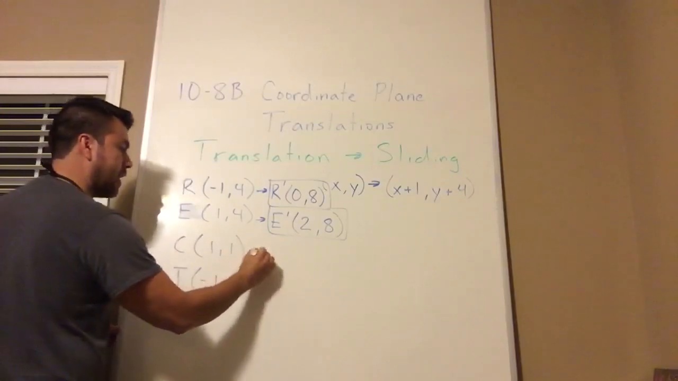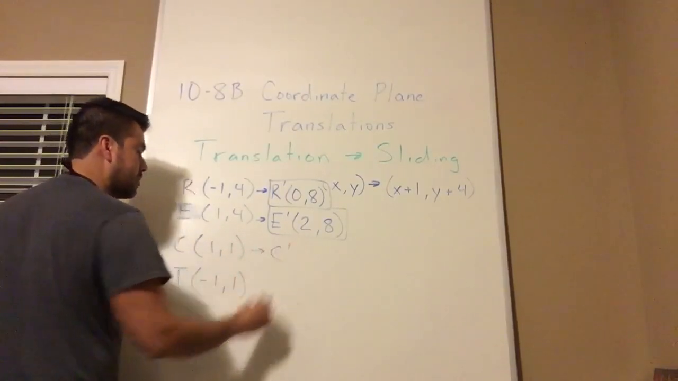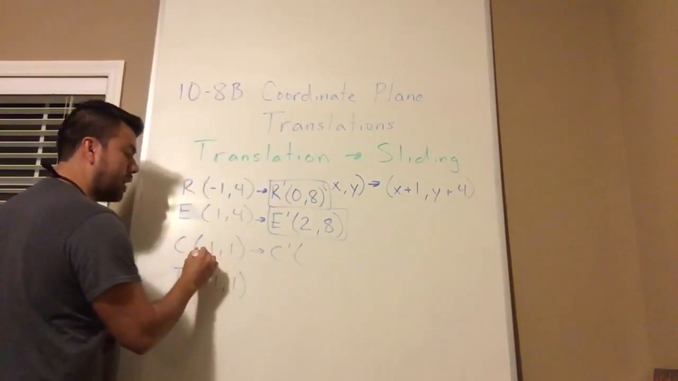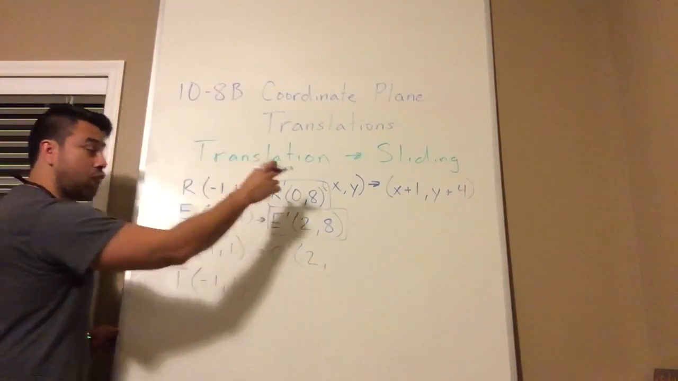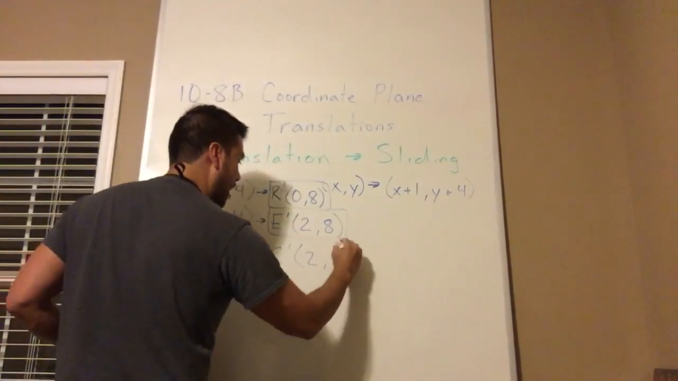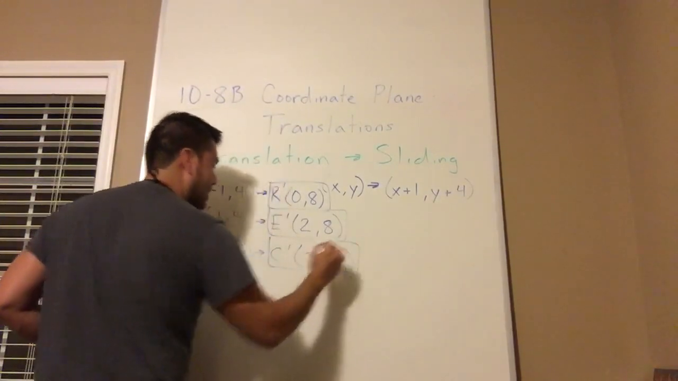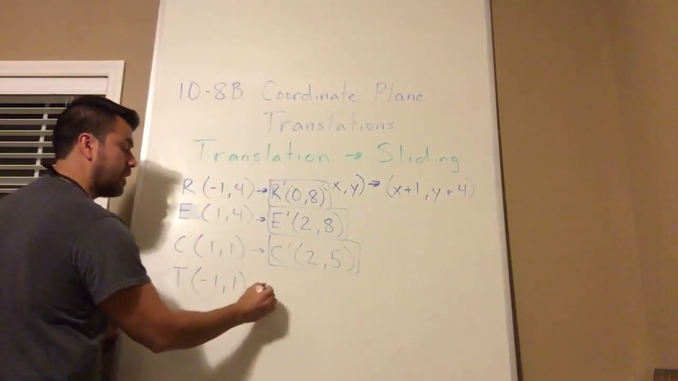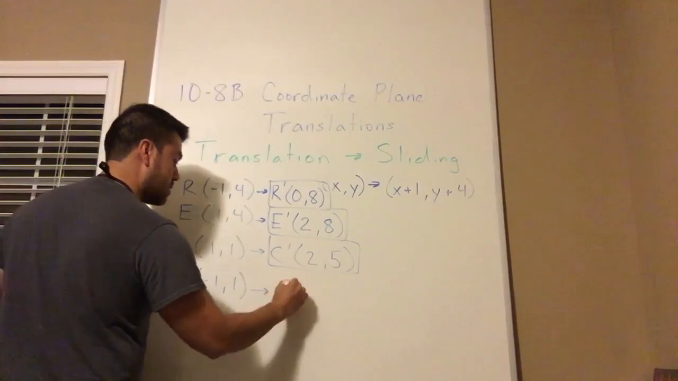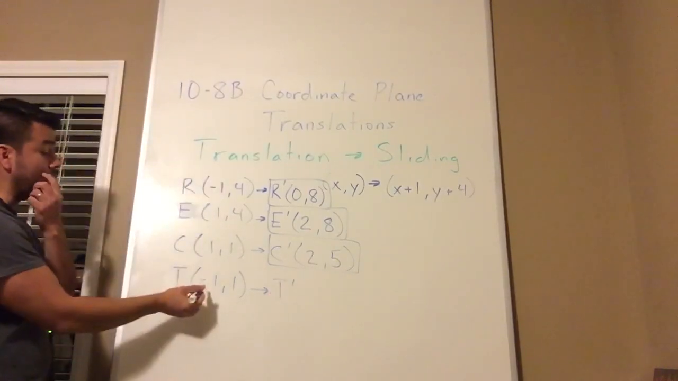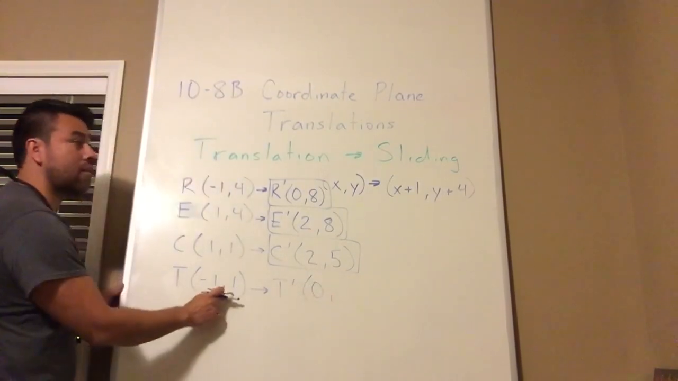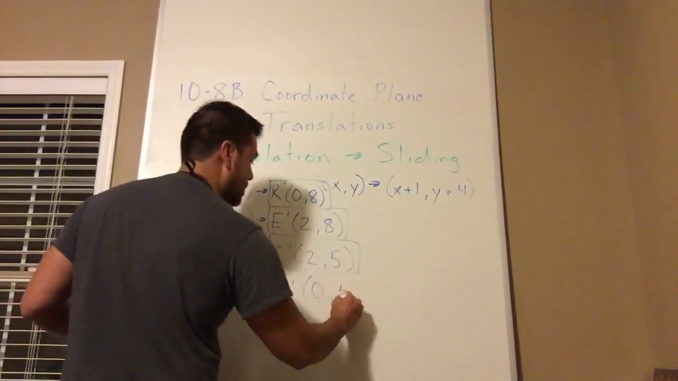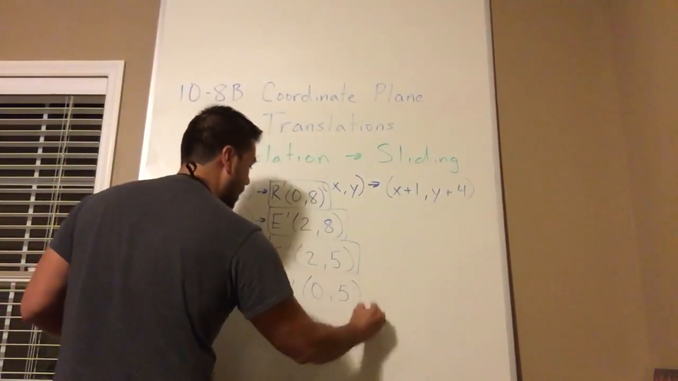Look at my C value to C prime. So what's 1 plus 1? That's going to give me my 2. And then what's 1 plus the 4? That's going to give me my 5. That's my C prime value. And then here, I'm going to go to T prime. So I add 1 to negative 1. That's going to get me 0 again. And I add 4 to 1. That's going to get me my 5. And that's going to get me my T prime.